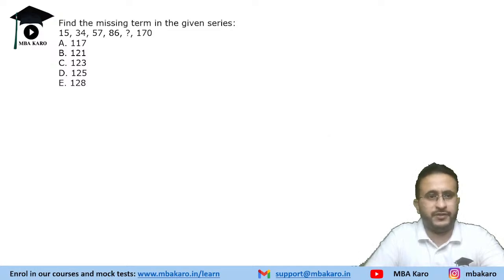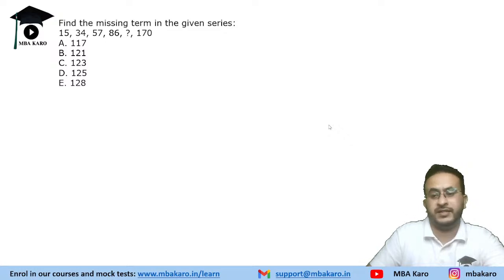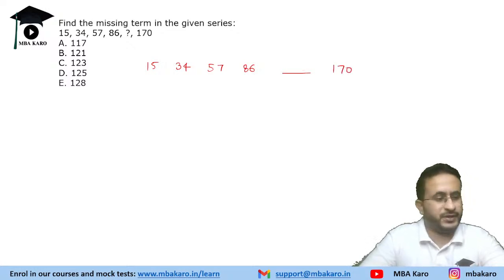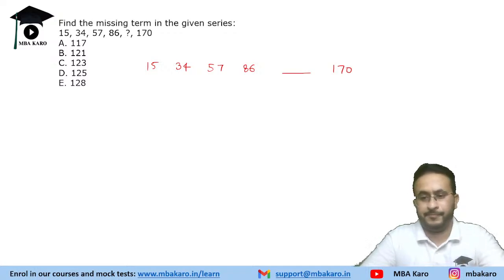So we have 15, 34, 57, 86, a missing number and 170. So what would be the missing number in this series? Please type your answer in the comments.